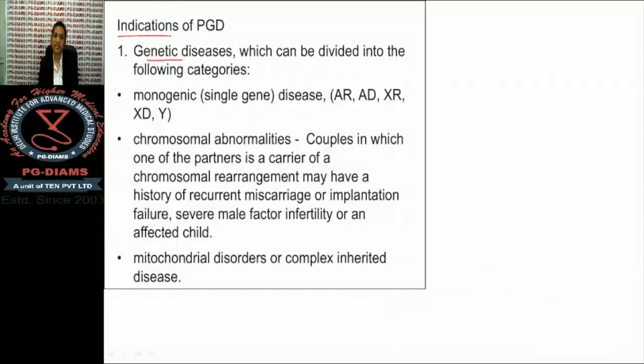Now, indications of PGD. If there is a genetic disease in the couple, or they are carriers of genetic diseases, single gene diseases which are autosomal dominant, recessive, X-linked or Y-linked. Then chromosomal abnormalities. If there's a couple who has recurrent pregnancy loss, you did karyotyping of both the parents, and one of them or both of them were carriers of balanced translocations.